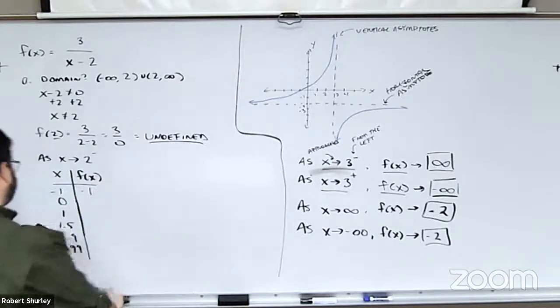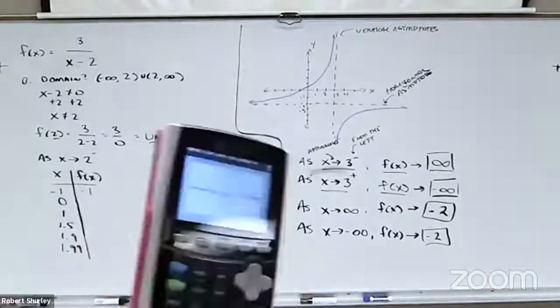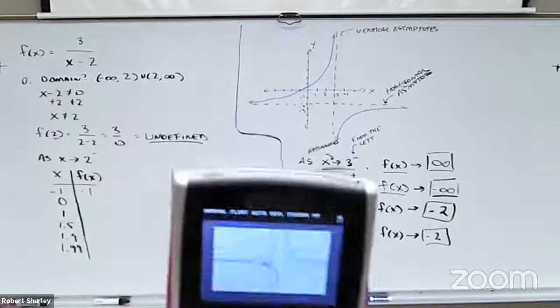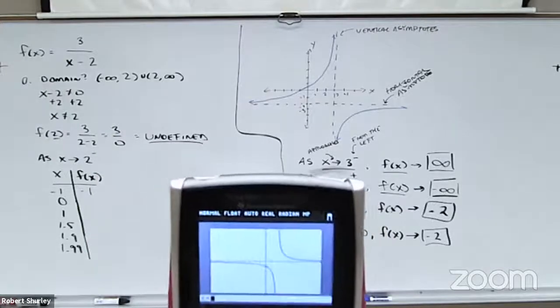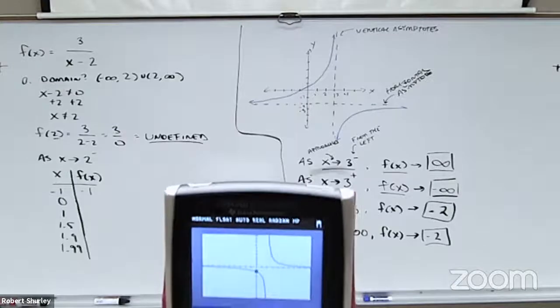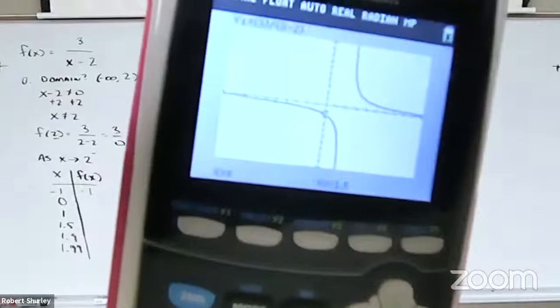Now, if you're going, well, Mr. Shirley, it's just a lot easier to plug that in and get the 3 divided by -1 minus 2, that's -3. 3 divided by -3 is just -1. You're right. This is nicer whenever we start putting big and small numbers in. So let's put in 0. I'm going to do second calc, value, 0. And I get back -1.5.